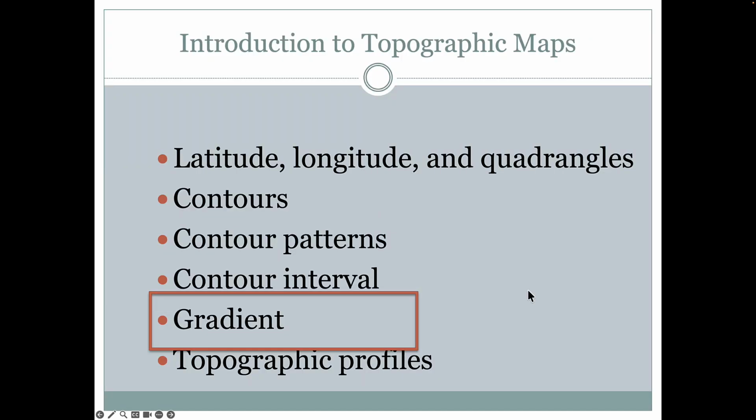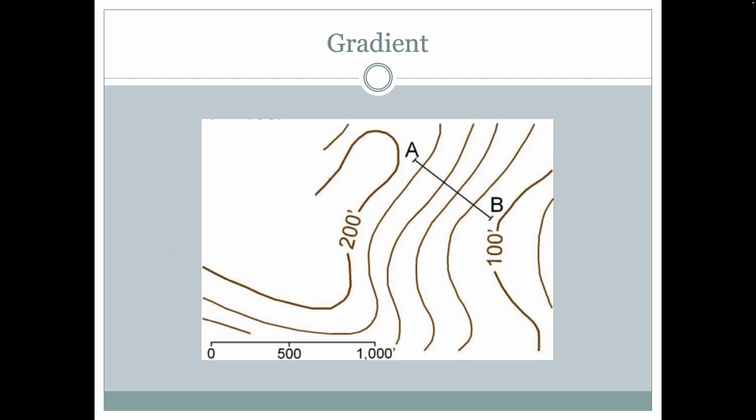Let's talk about what gradient means and how we can measure it. So gradient is the same as slope. We're just talking here about how much the elevation is changing over a given distance. If we look at this example here, we can say some things about this map, right?